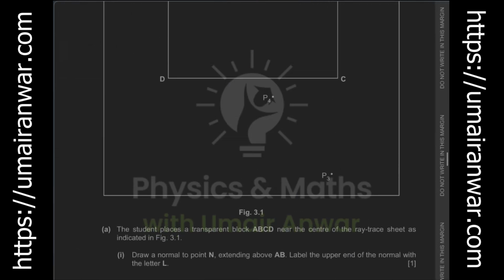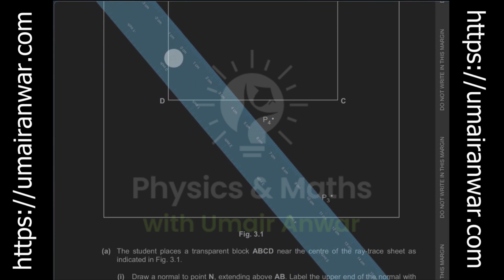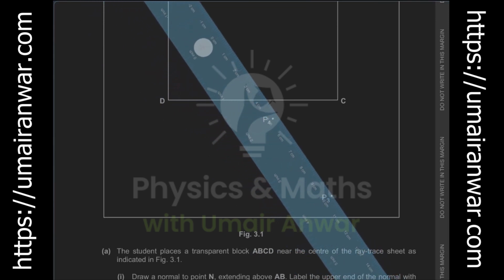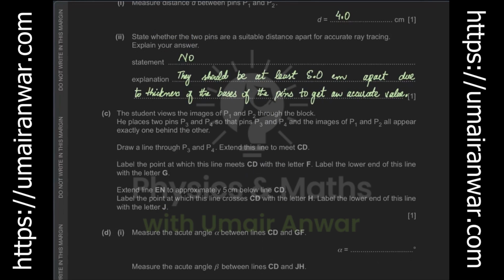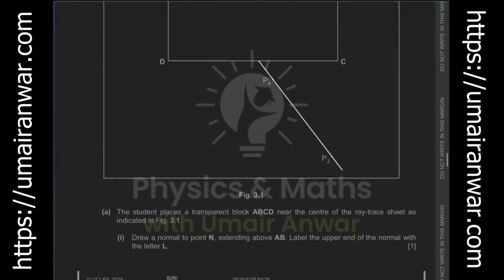Okay. So now we are going to again use the ruler and align these 2 points carefully. And now we will be making a line connecting these 2 points. So this is how the line should be drawn. Now the upper end of the line is to be labeled with F. So it is F over here. And this lower end of the line is to be labeled as G.